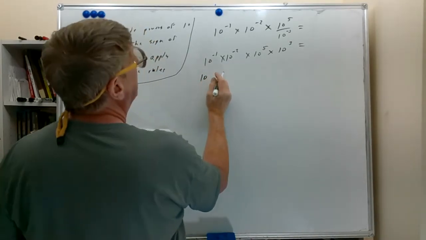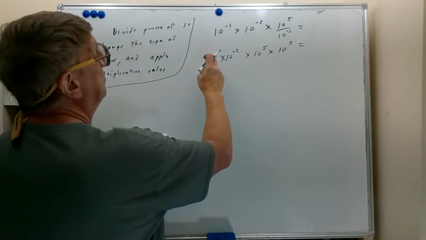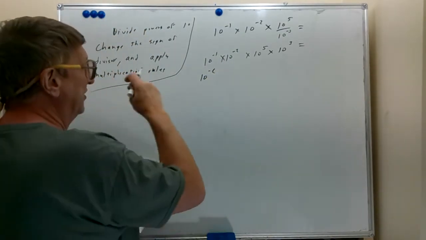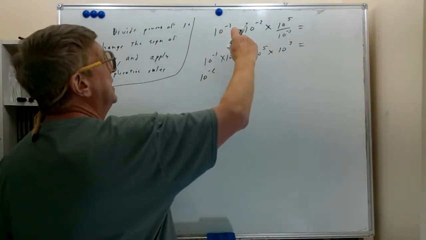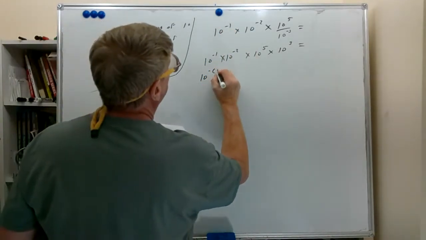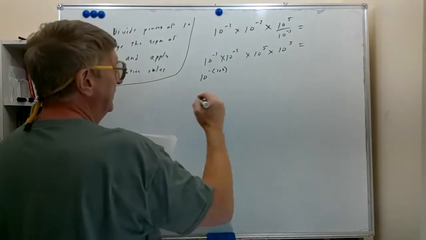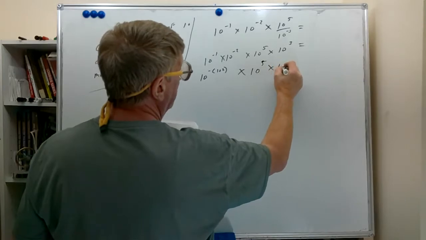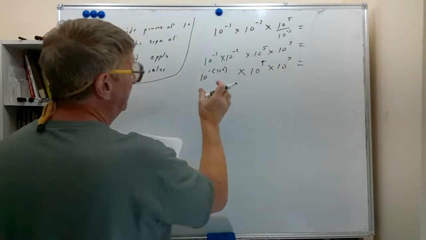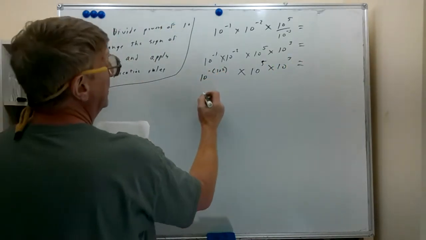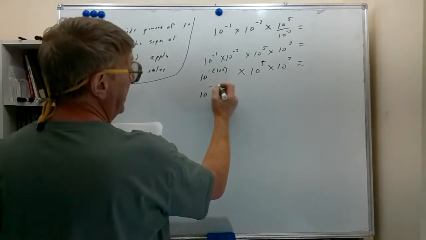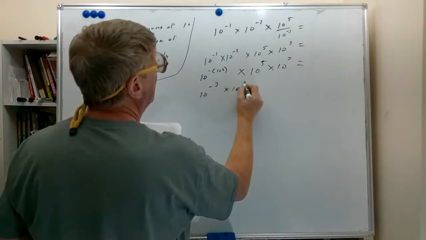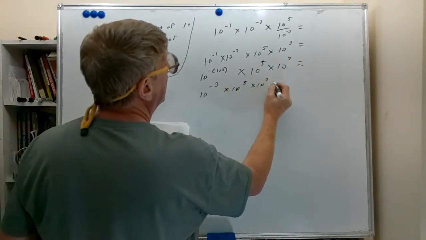10. And what are we going to do with the powers? We have both negatives, so we're going to use a negative sign, and we're going to add the absolute values. Absolute value of negative 1 is 1. Absolute value of negative 2 is 2. So we have 1 plus 2. And we will not change anything else yet. 10 to the 5th times 10 to the 3rd. Now we're going to actually do this part. That's 10 to the negative, and 1 plus 2 is 3, times 10 to the 5th, times 10 to the 3rd.